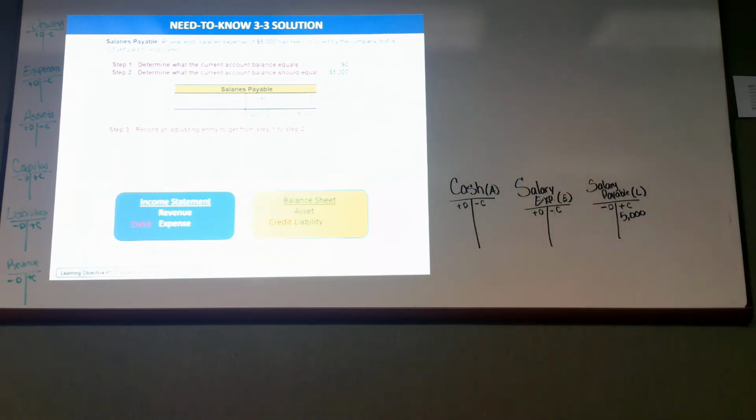And then what's going to be the offset to that? Cash. Have we paid them? Nope. It's going to be our salary expense. Yep. And why is it going to be salary expense? Because we owe them. And we want to show that expense, right?